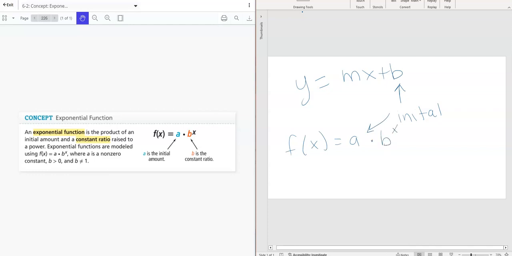And then b, this is going to be basically your slope. And I know that letters are weird. I'm sure Miss Falk would know why these are both B's and things like that. But this is actually our slope because this is our constant ratio, but it's not being multiplied anymore. It's being raised to a power.